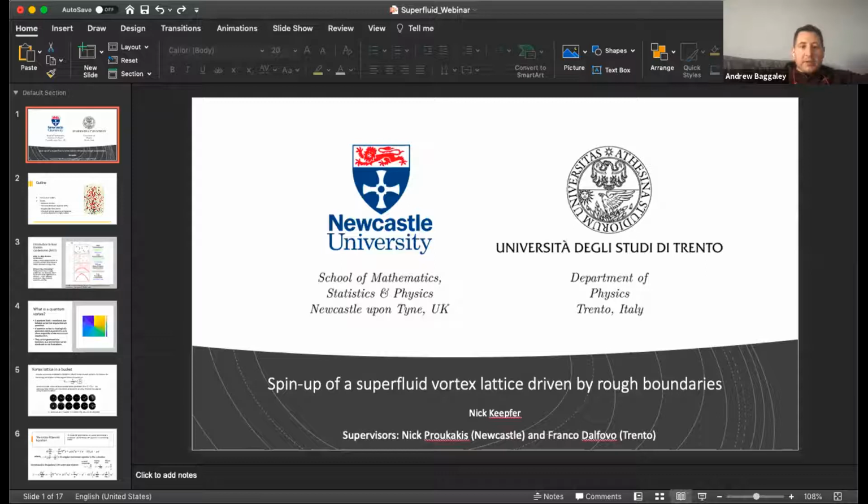Perfect. So as I mentioned, Nick's a PhD student, primarily based at Newcastle, but as you can see from his opening slide, he's spent a significant part of his PhD also working in Trento. And today he's going to be talking about the spin-up of the superfluid vortex lattice that's driven by rough boundaries. So Nick, please take it away when you're ready.